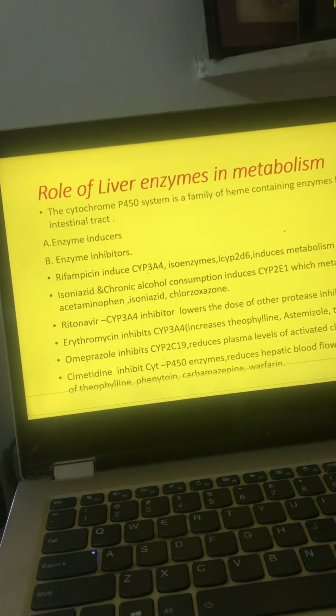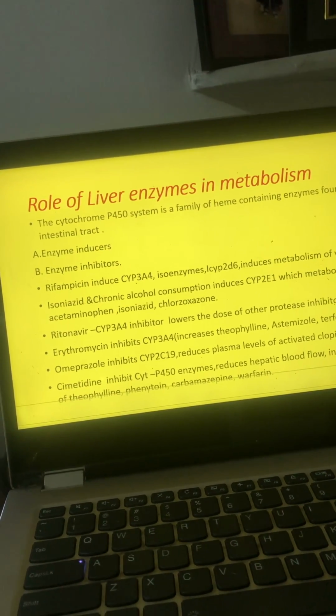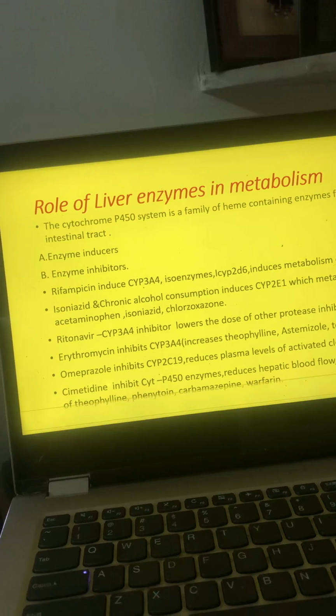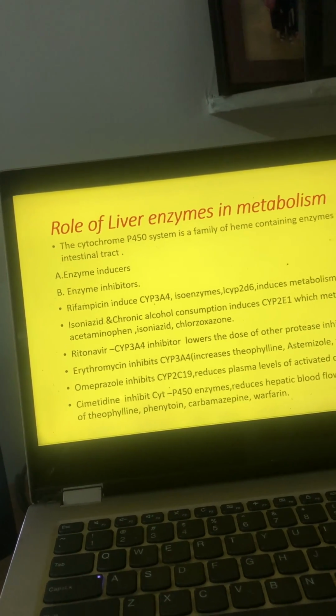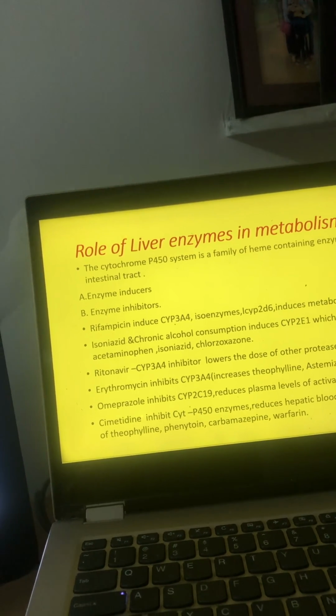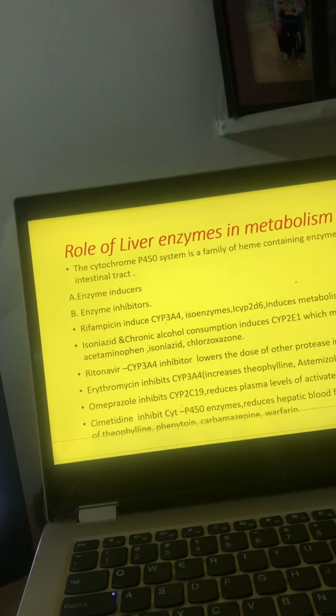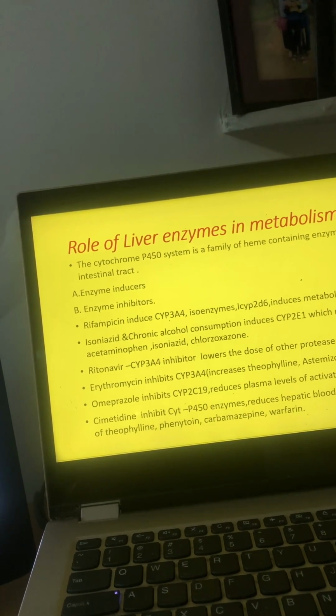Rifampicin induces the CYP3A4 isoenzyme, and CYP2D6 induces metabolism of warfarin. Isoniazid and chronic alcohol consumption induce the CYP2E1 isoenzyme, which metabolizes drugs like acetaminophen, isoniazid, and chlorzoxazone. Ritonavir is a CYP3A4 inhibitor. It lowers the dose of other protease inhibitors.